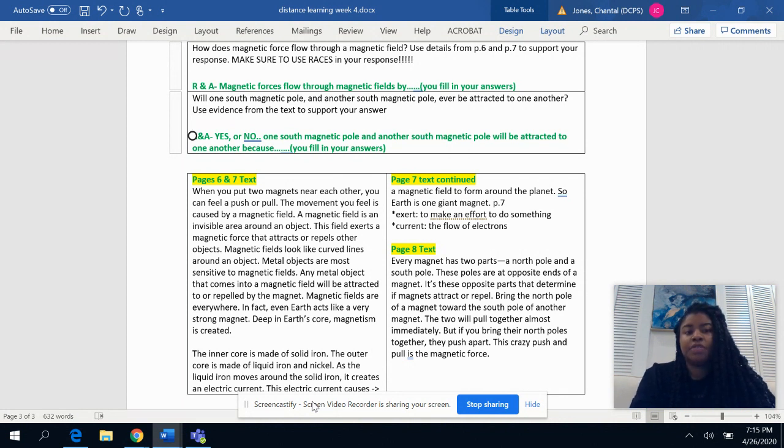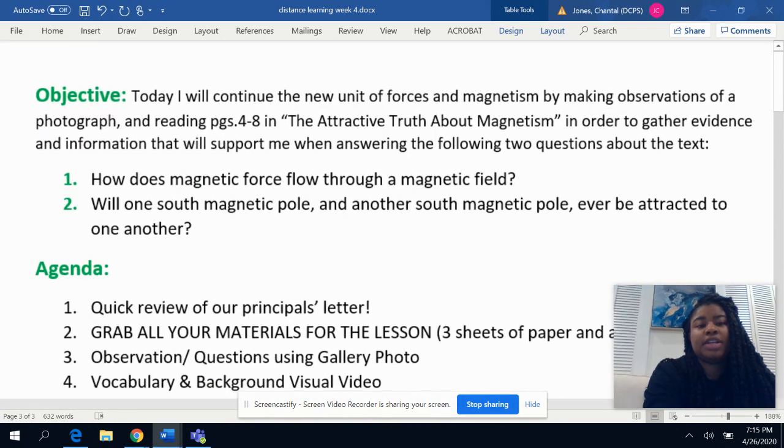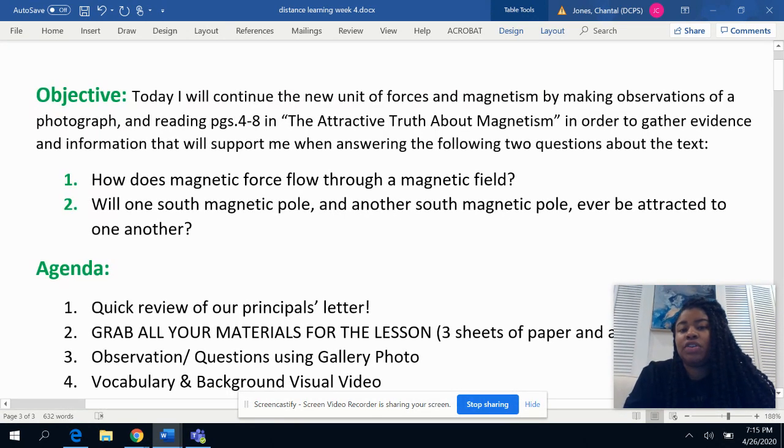All right, so if you remember from the first video, the objective was: today I will continue the new unit of forces and magnetism by making observations of a photograph. We did that, and you sent me your first pictures with your first answers to those questions. Then we read pages 4 through 8 in The Attractive Truth About Magnetism in order to gather evidence and information that will support us when we're answering these two questions.